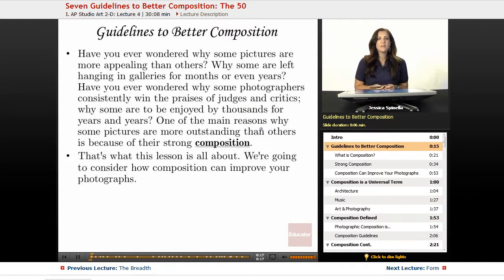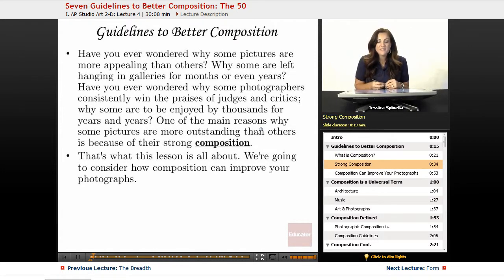So, guidelines to better composition. Basically the term composition can be a confusing thing, but it's essentially just the way that we compose our images, the way we design them, the elements that we look for, and the things that we try to find every time we take a photo. So here is our composition definition to get us going.